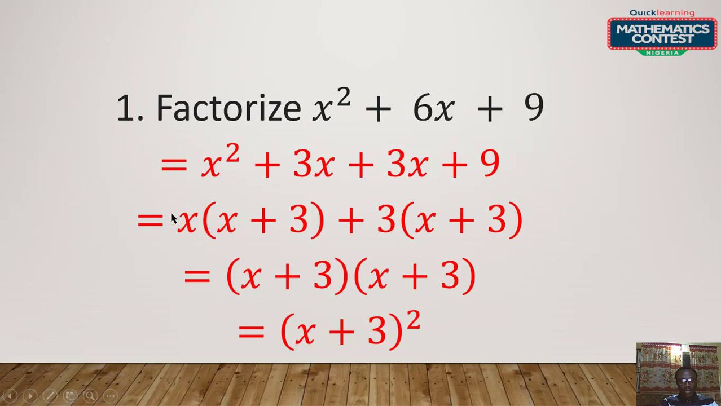What is common here is x, so x into the bracket x plus 3. And what is common here is 3, into the bracket x plus 3. Now what you have here and here is common, so we'll just pick the outside one, x plus 3, then we'll have another x plus 3. So definitely it's going to give us a square, because these are perfect square expressions. So x plus 3 twice gives us x plus 3 all squared.